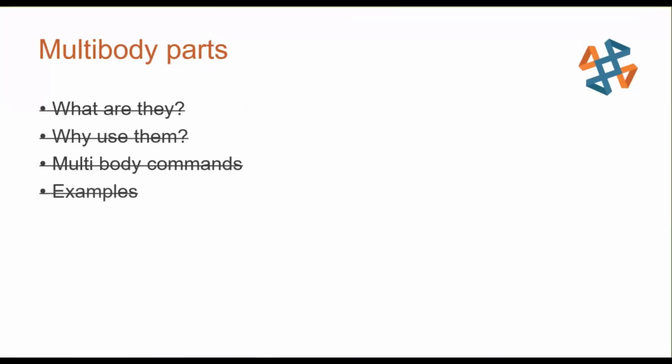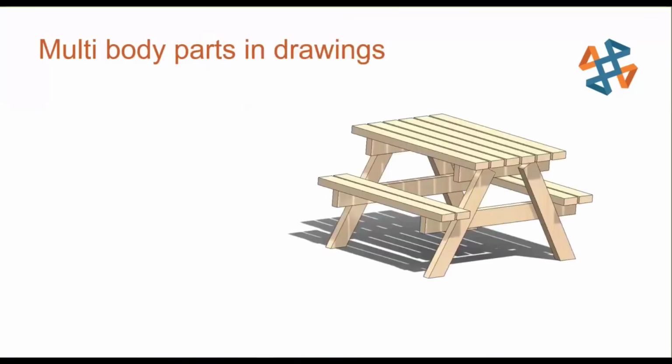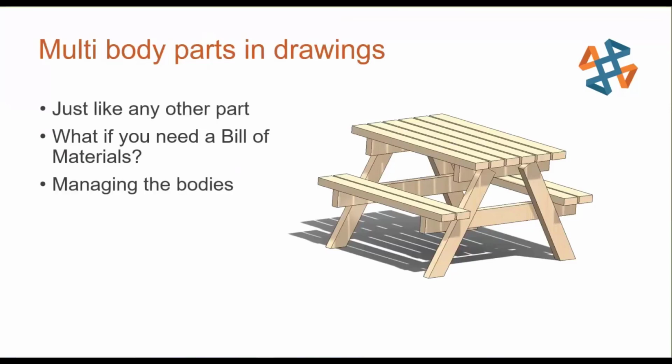So we looked at a couple of examples. Let me talk a little bit about using these in drawings. Now, multi-body parts in drawings, honestly, well, they're almost exactly like regular parts. But a couple of questions, what if you need a bill of materials? Well, maybe you should make it a true assembly, but there's another way to get there. And what about managing one of the individual bodies? That's the most questions that I get about any type of multi-body part.